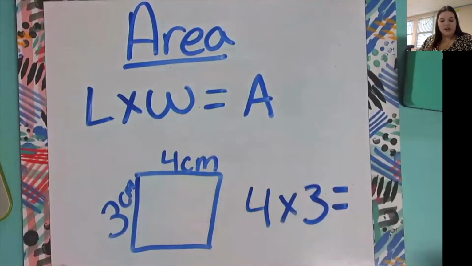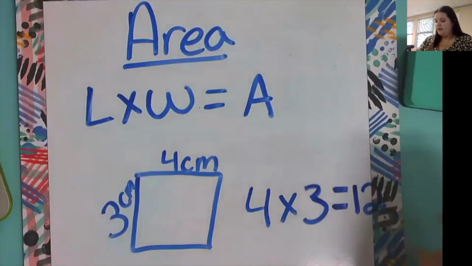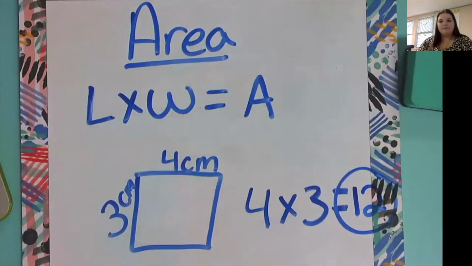Equals, what is 4 times 3? To go 4 plus 4 plus 4, 12. And that is your area.